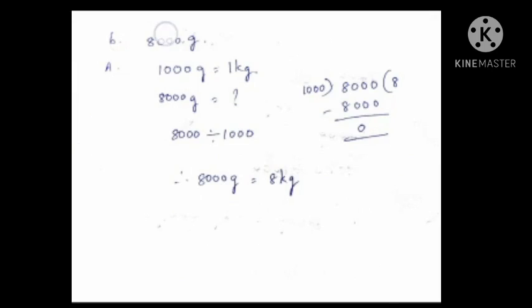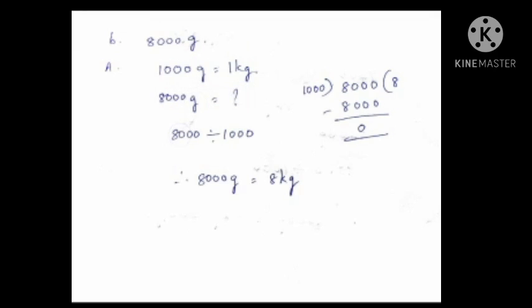B1. Convert 8000 grams into kilograms and grams. What is our question, children? Convert 8000 grams into kilograms and grams. 1000 grams is equal to 1 kilogram. 8000 grams is equal to how much?